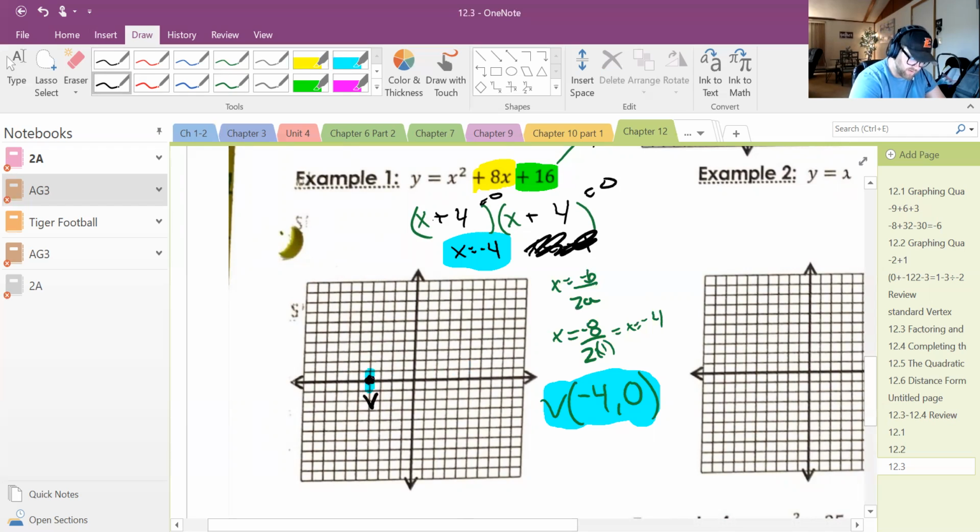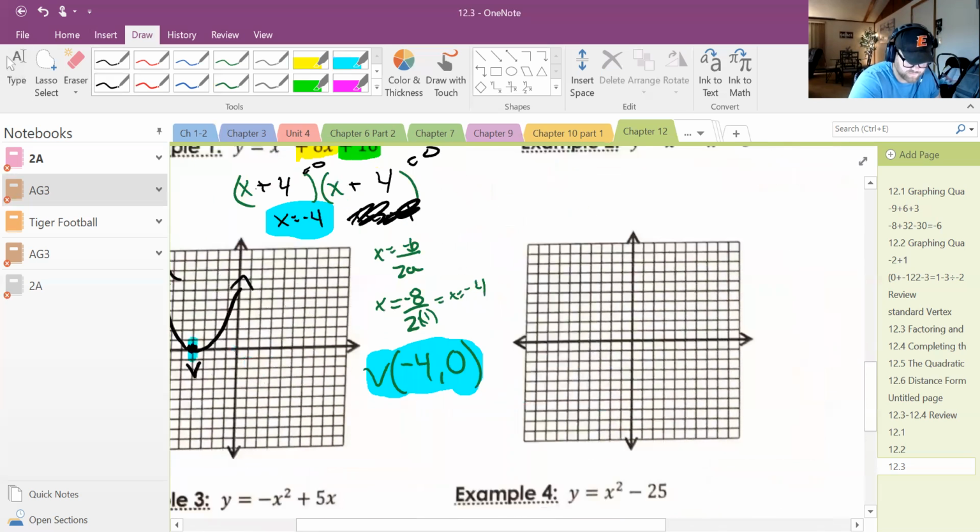So here is my vertex, and this is the upward facing parabola. Once again, I'll say that again. When I only have one x-intercept, don't let that confuse you. That means it's a special case. That means the vertex is going to be on the x-axis.